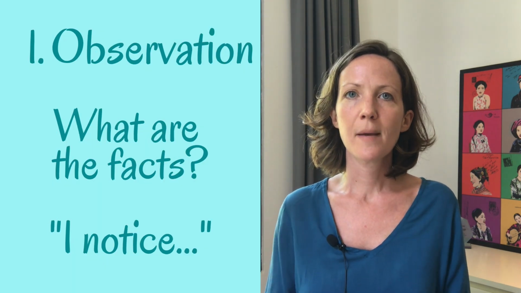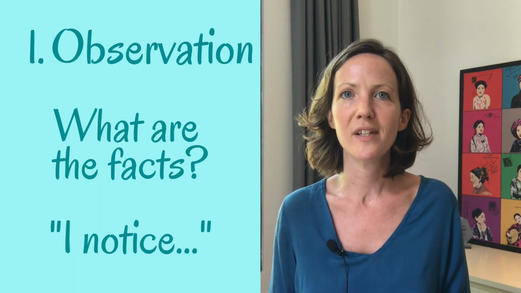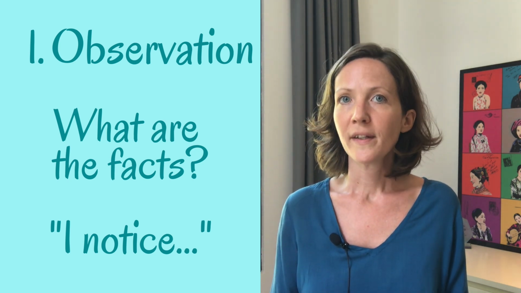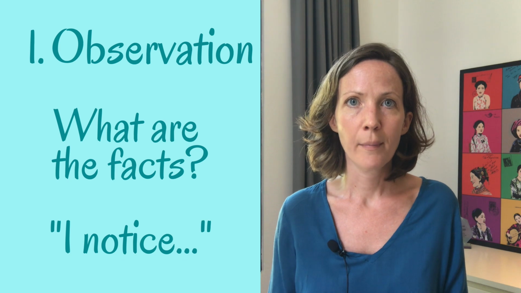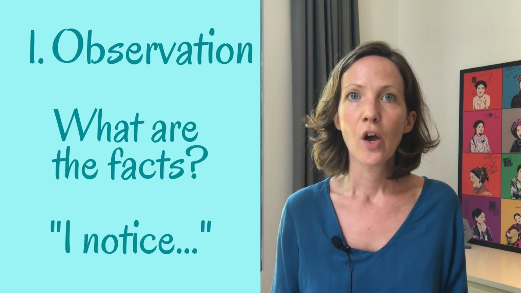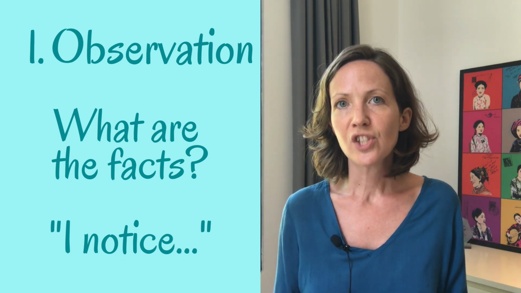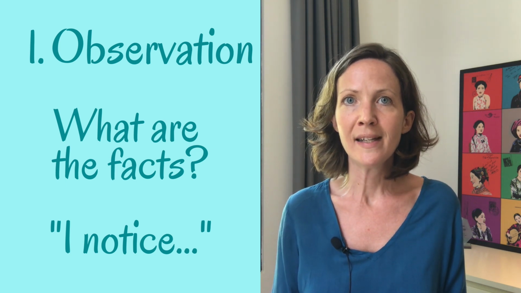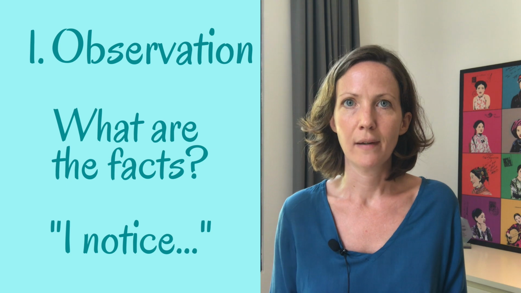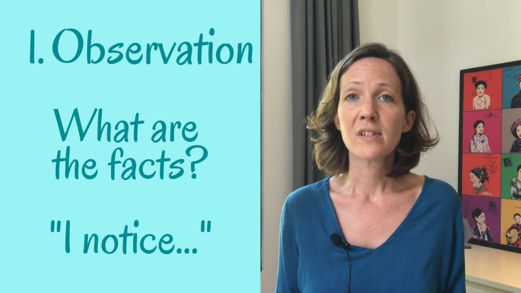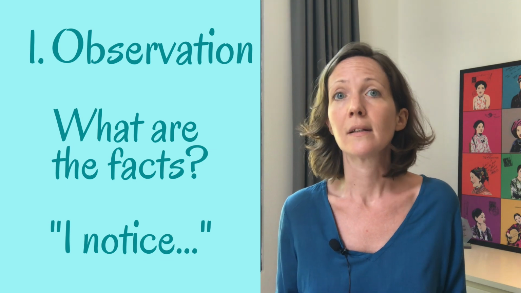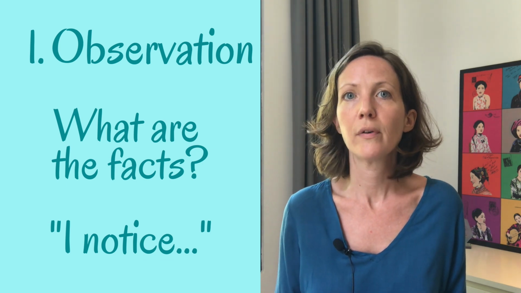So in the first step, we are observing the situation. We are gathering facts. What is the situation? What is happening? What are the facts? We are not judging, giving opinions or labeling the person. We are really staying factual. And the sentence we use for this step is "I notice" or "I observe this and that."